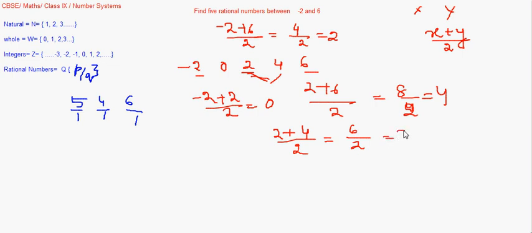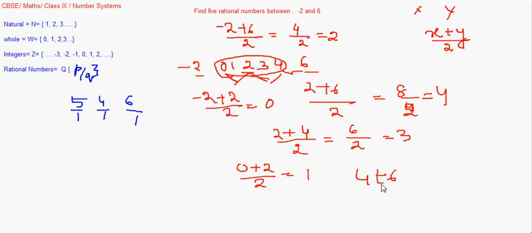So it's 3. I got another number, 3. I can take 0 and 2, so 0 plus 2 by 2 gives me 1, so there is one more number. I've already got 5 rational numbers between -2 and 6. To get one more, I might just add 4 and 6 by 2, so it's 10 by 2, so it's 5.